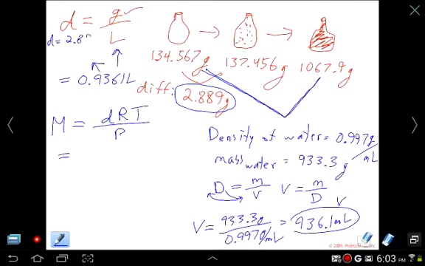2.889 divided by 0.936, and this gives us a density of 3.0865 grams per liter. This is what we'll plug into here.